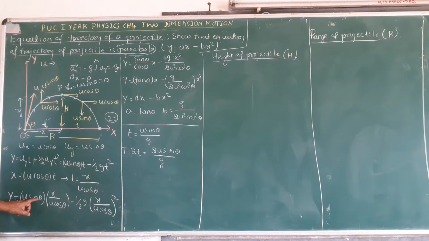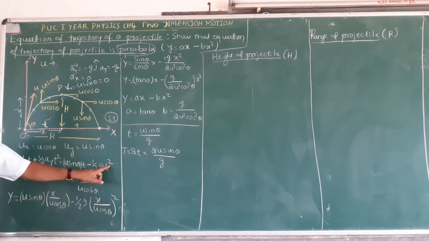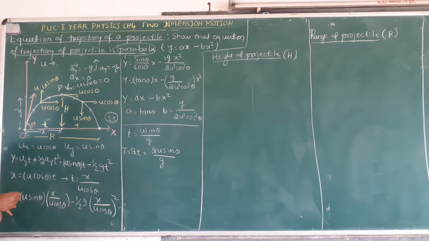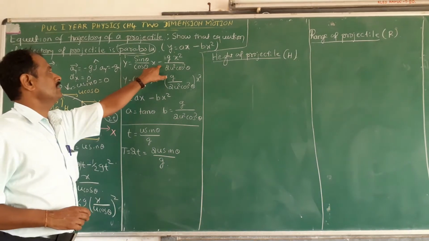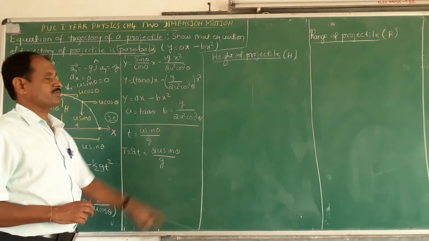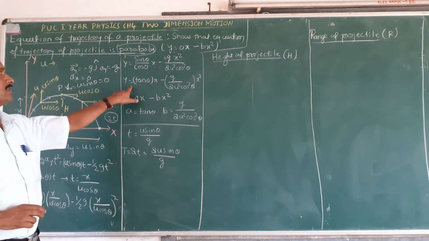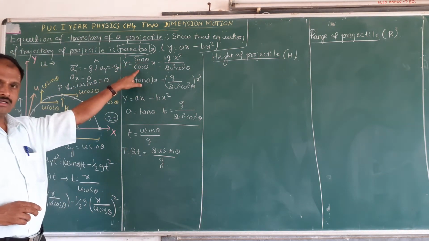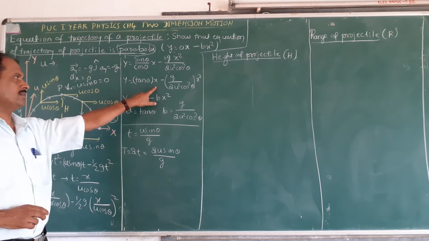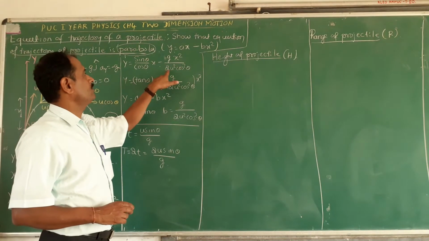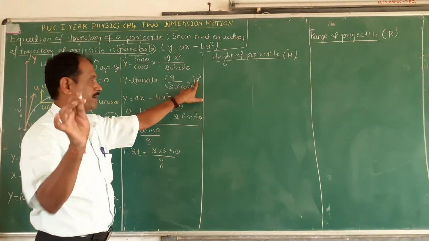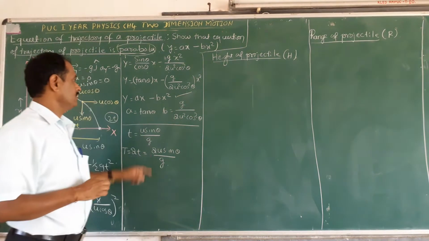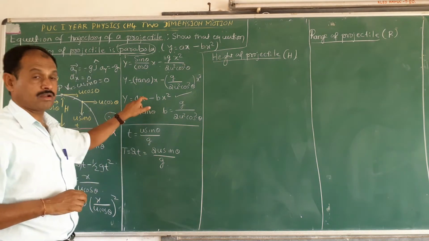y is equal to u sin theta times x by u cos theta minus 1 by 2 g times x by u cos theta whole square. Now you rearrange this one. u gets cancelled here. That's fine. sin theta by cos theta x minus g x square divided by 2u square cos square theta. Yes, this is sin theta by cos theta, tan theta x, minus g divided by 2u square cos square theta, x square is separated. Now it is in the form of this equation. This equation is a parabola equation.